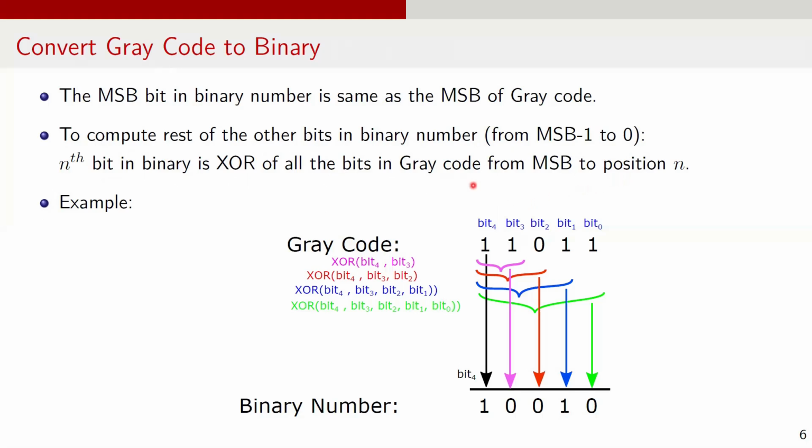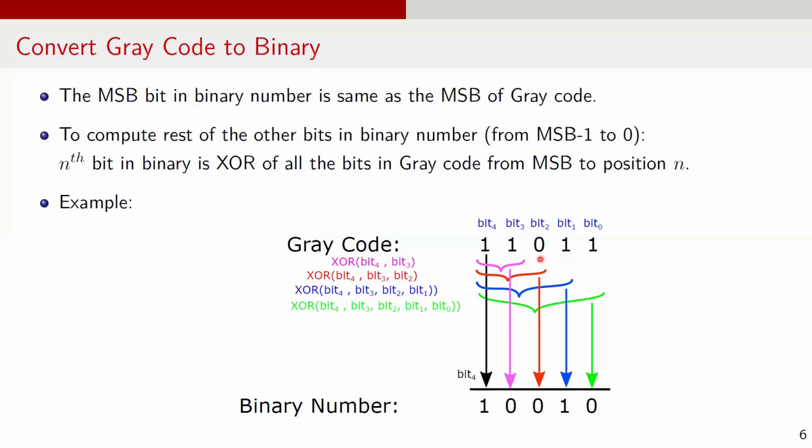Let's look at a graphical representation of the algorithm. Suppose we have a gray code 11011. To obtain the corresponding binary number, first, we copy the MSB bit from gray code to the binary MSB position as is. So this 1 comes over here.